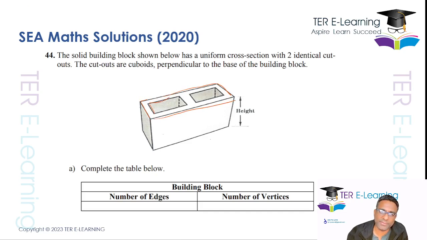We have 5, 6, 7, 8, 9, 10, 11, 12. So you have 12 on top. So you're going to have 12 at the bottom. So you have 12 on top plus 12 at the bottom, and then you have to remember these edges here as well. 1, 2, 3, and there's one behind there. Am I missing anything else?